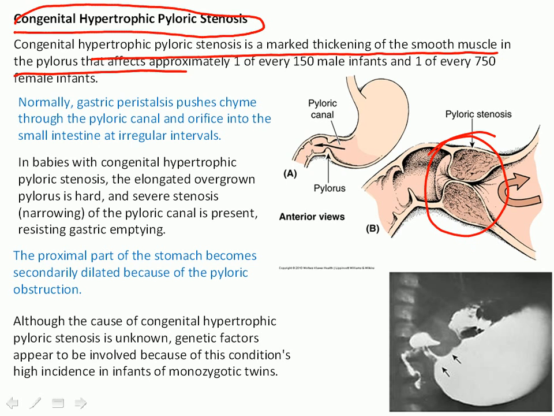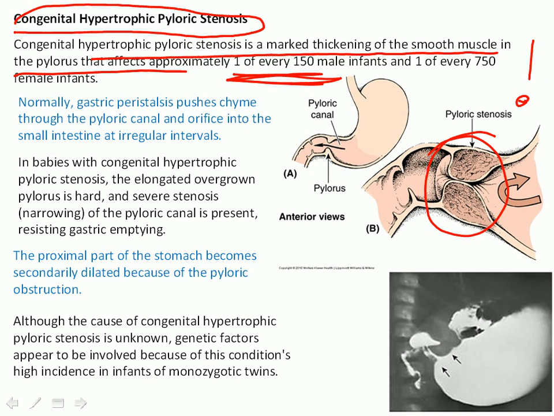So it's a pretty common situation, by the way, and that will definitely be on your USMLE exam. So keep in mind, 1 in 150 male infants and 1 in 750 female infants are prone to develop some degree of pyloric stenosis.